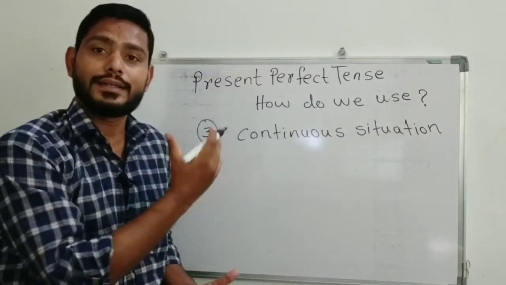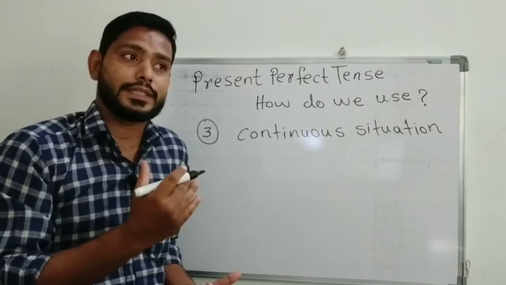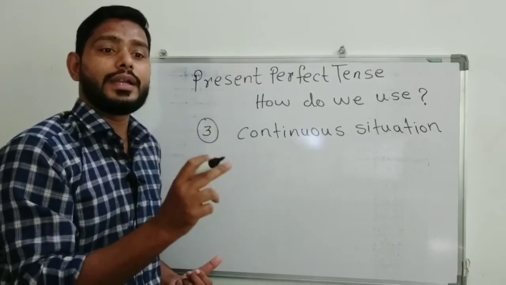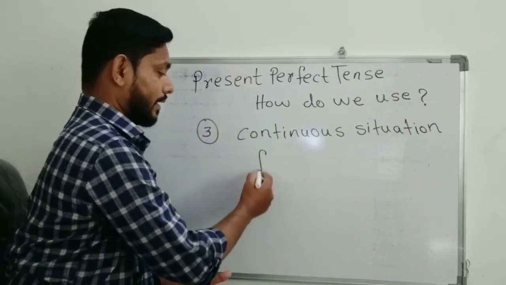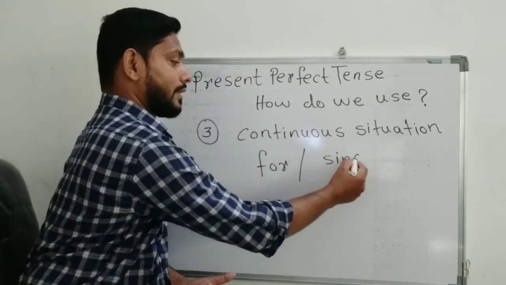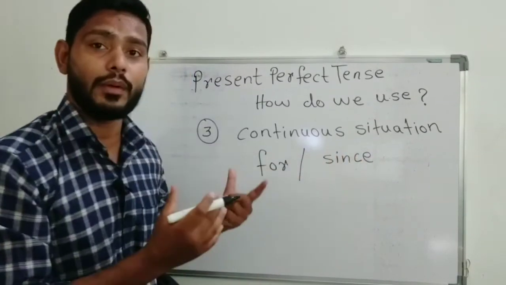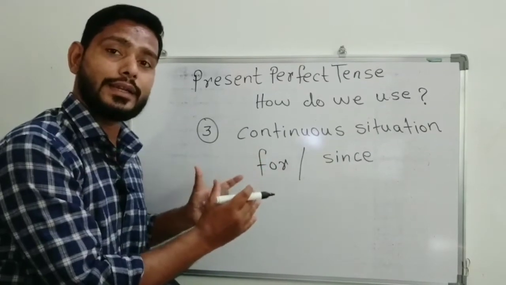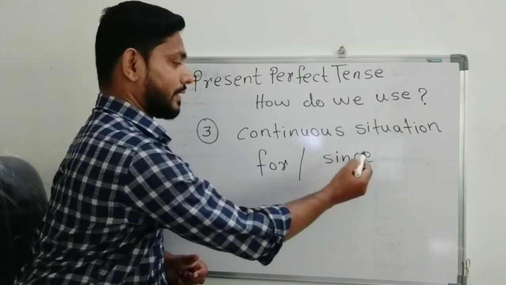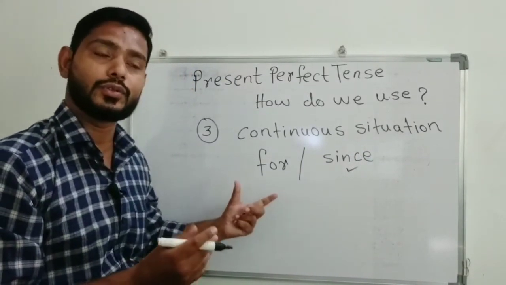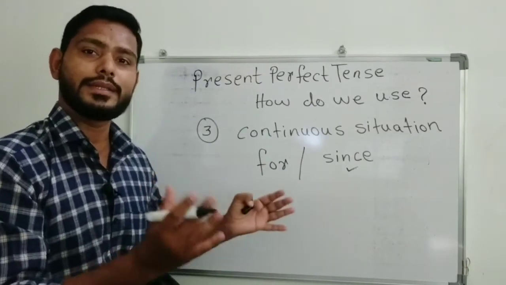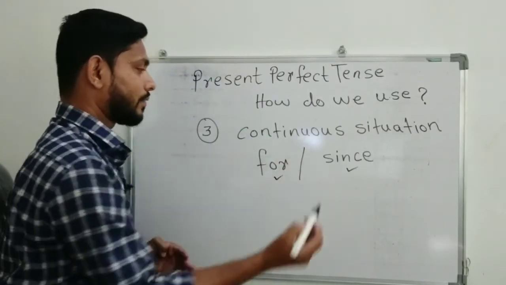How can we make a sentence in present perfect tense to talk about a continuous situation? Here we have to use two very particular words: for or since. These two words are very important to talk about an action that has already started in the past and is still continuing, and here since is used. And here for is used to talk about an action that has lasted or continued for a period of time. Let's make this concept very simple through examples.